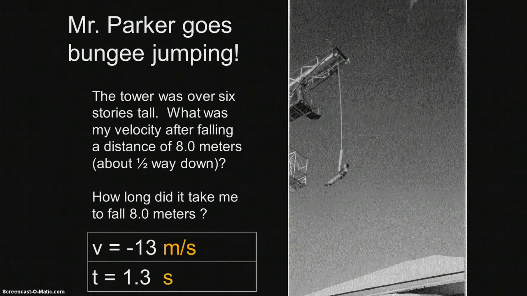So negative 13 meters per second. I'm going to let you try to figure out the time on your own. Again, list out your variables, figure out which equation you're going to use. You should be able to get 1.3 seconds. It will take me 1.3 seconds to fall 8 meters.